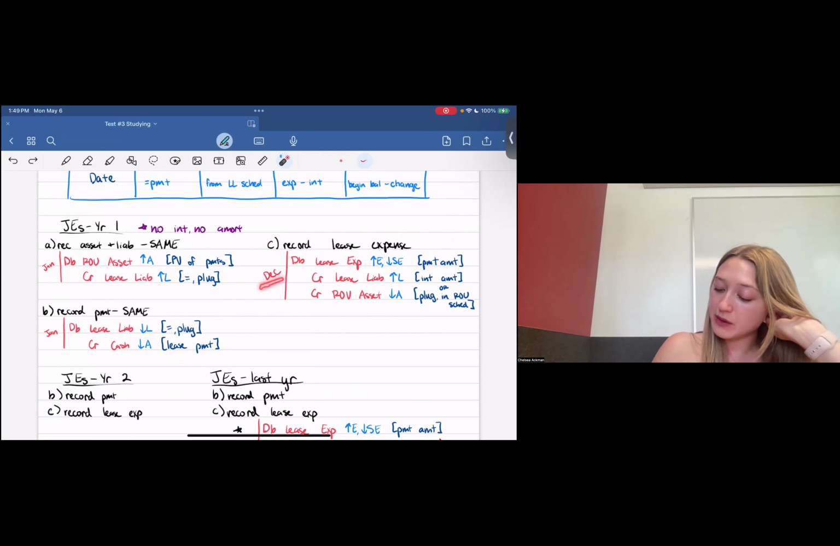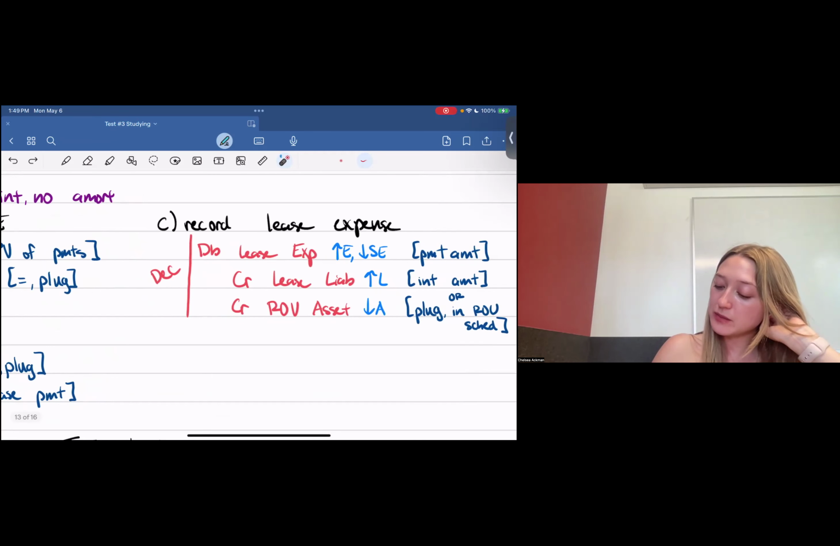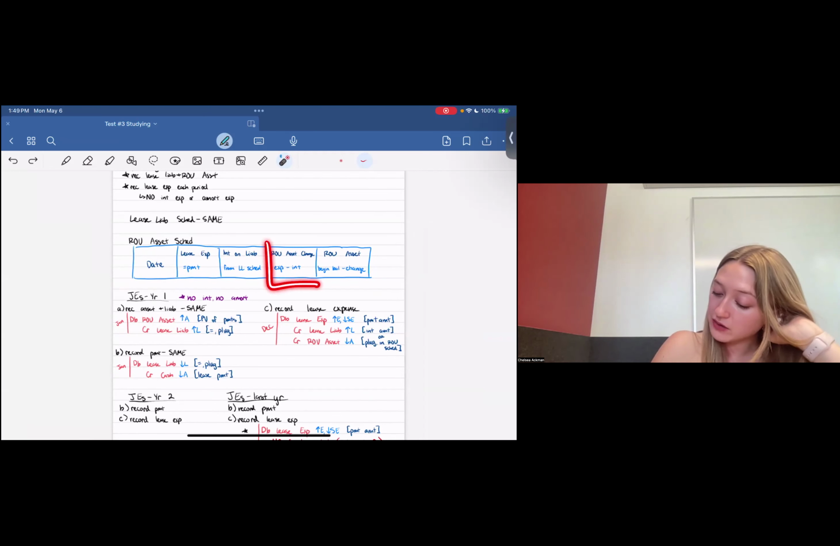At the end of the year in December, you're going to debit your lease expense, credit your lease liability, and credit your ROU asset. So the debit to lease expense is equal to your payment amount, the credit to lease liability is equal to your interest amount, and the credit to the ROU asset is a plug, or you can also find it in the ROU schedule as the ROU asset change. So again, all these numbers you can find from this ROU asset schedule, but here's just the very basic way to calculate them.